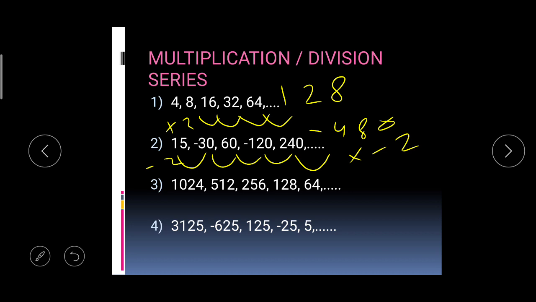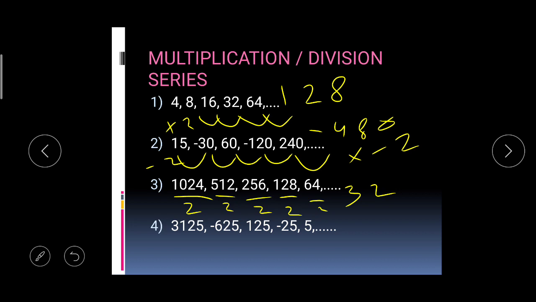So if the decreasing rate is so high, it has to be a division series, right? If you observe, it's a division by 2. If we divide 1024 by 2, we'll get 512. If we divide by 2, we'll get 256. If we divide by 2, we'll get 128. If we divide 128 by 2, we'll get 64. And if we divide 64 by 2, we'll get the next term, and the next term is nothing but 32. Okay.